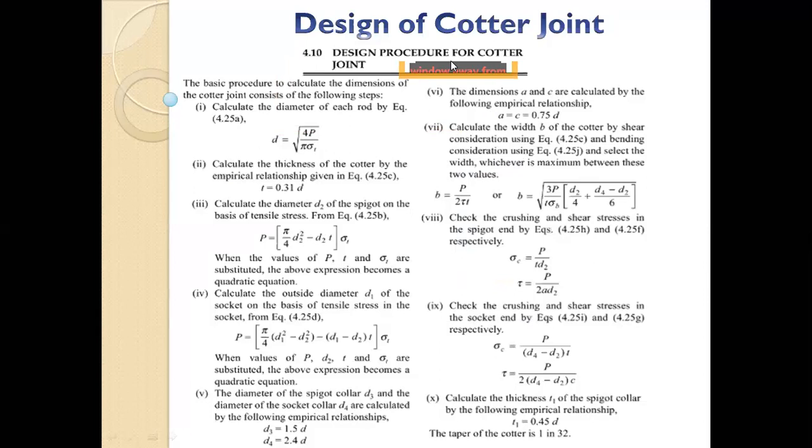Then you will be given stresses, ultimate stress, allowable stress, right? Those stresses will be given, and using those stresses divided by the factor of safety, you will know sigma t, allowable tensile stress, and allowable shear stress. We have to find different stresses. The very first step of your design is to find all the allowable stresses, that is sigma t, for the cotter, for your cotter pin, socket and spigot.